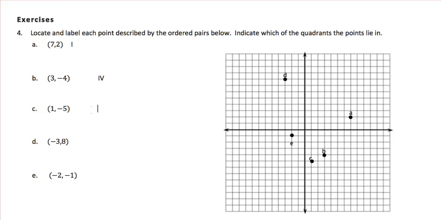Point C is located also in quadrant 4. Point D is located in quadrant 2. Remember, this is 1, 2. And point E is located in quadrant 3. Remember, 1, 2, 3.